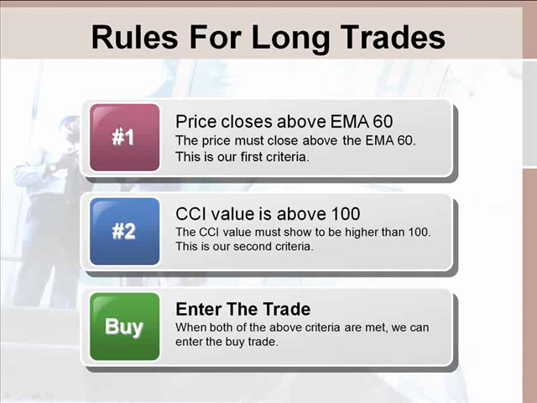In this case we need to meet two criteria again, but the criteria is slightly different. We need the price to close above the EMA 60. That's our first criteria. If that is met, then we look for our second criteria, which is the CCI value is above the 100 level. So CCI must be above 100 for our second criteria to be met. And at that point, we can enter our buy trade.